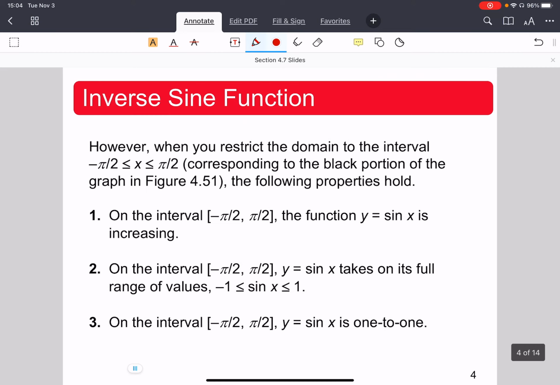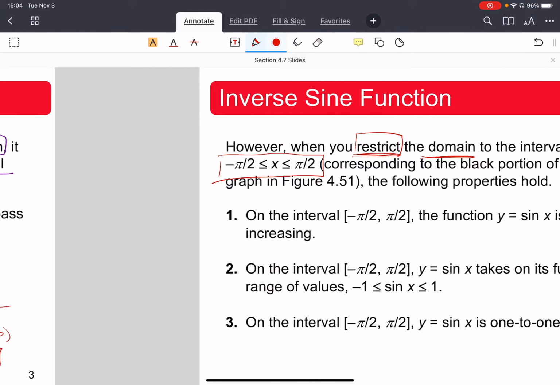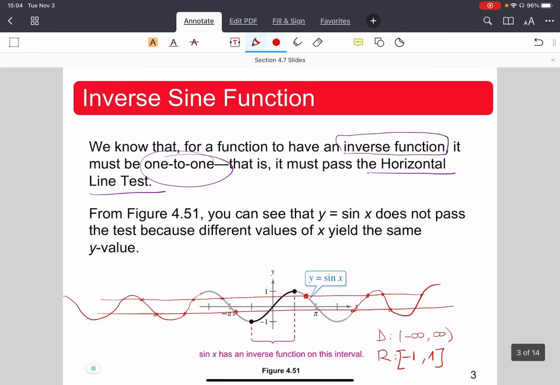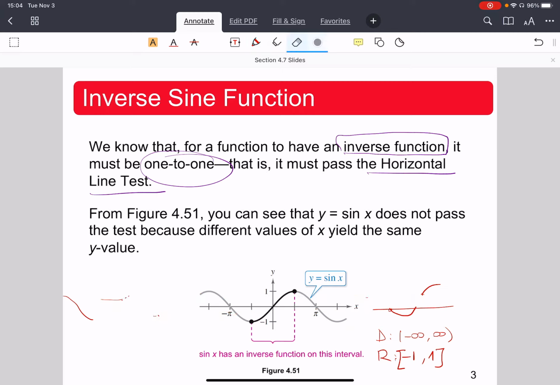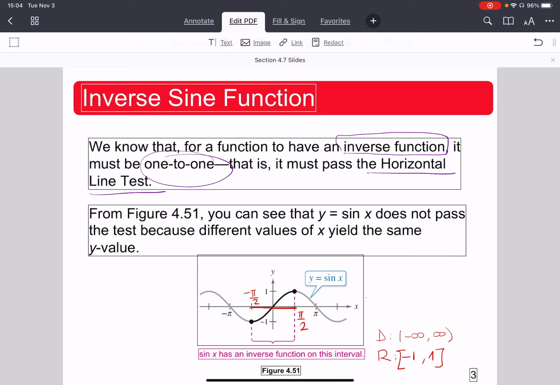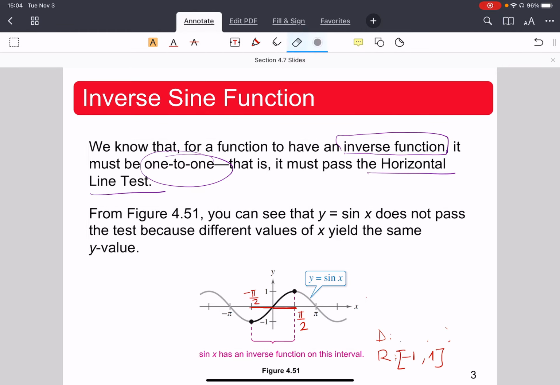However, if we decide to restrict the domain to the interval going from -π/2 to π/2, let's go back to the graph. What I'm doing is restricting the domain, let me erase all this, from -π/2 to π/2, right? So only looking at x's from here to here. So now what I did is that I changed the domain. Rather than from negative infinity to positive infinity, I'm only going to consider -π/2 comma π/2.